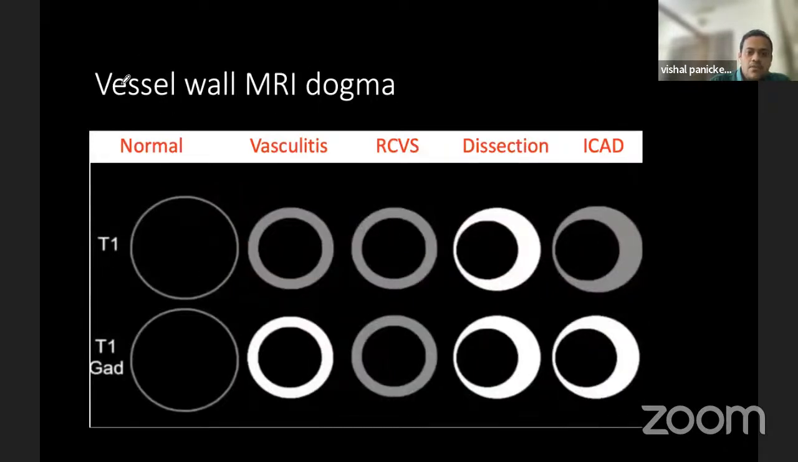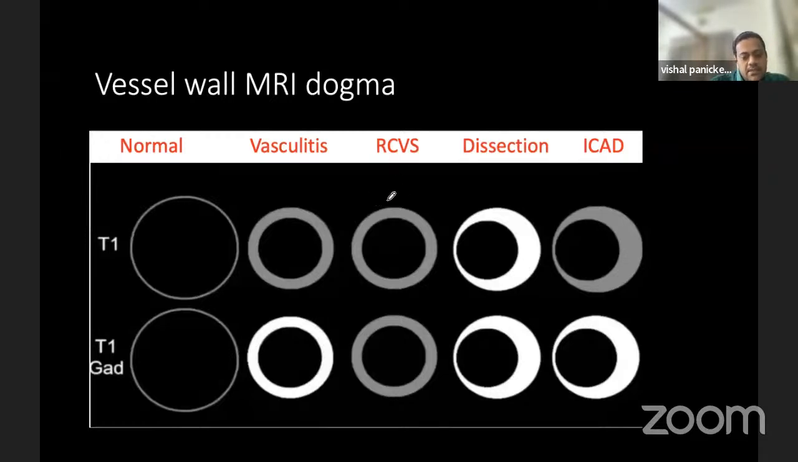So we have a vessel wall MRI dogma here. This is the normal appearance. Normally the vessel wall will be thin, with an adequate lumen, and on T1 and T1 gadolinium images there will not be any enhancement. In vasculitis, there will be luminal narrowing and the vessel wall will be thickened, and on contrast there will be enhancement of the vessel wall due to inflammation.